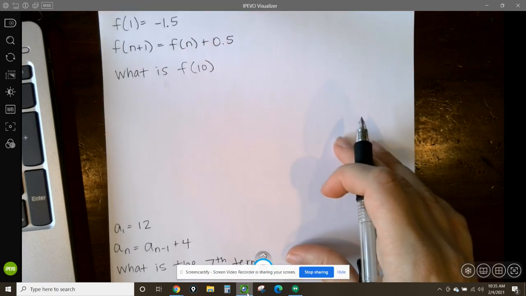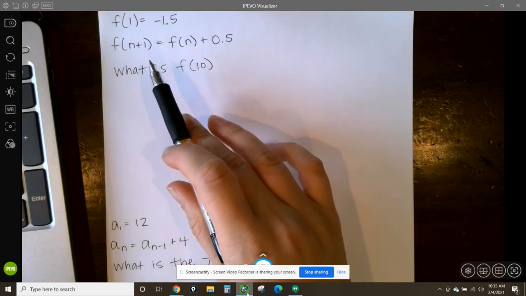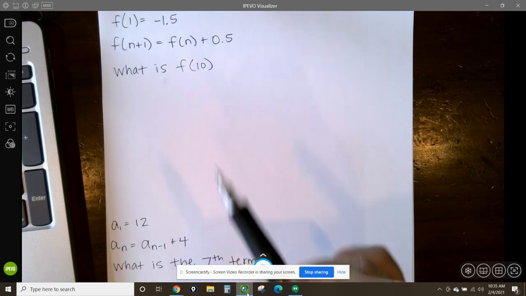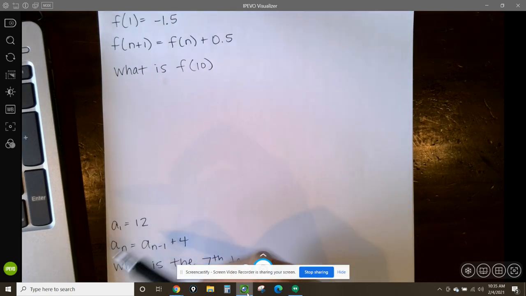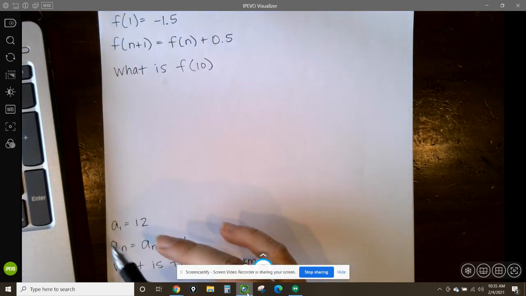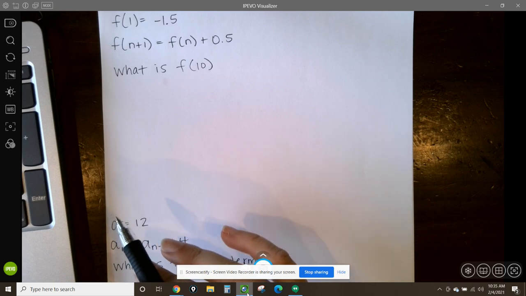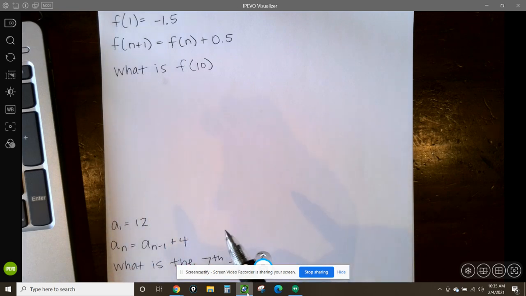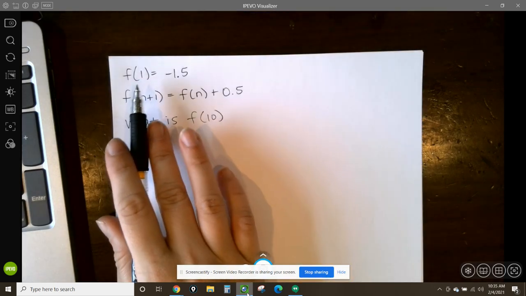There are two different ways that they write it. This one's in function notation with the f in the parentheses, and this one's not. This one has an a. They say the same thing, and I'll show you both so you can understand that. Let's start with the function notation one.